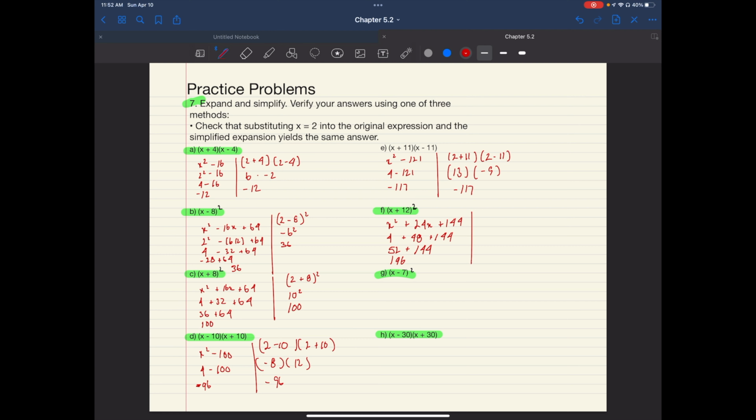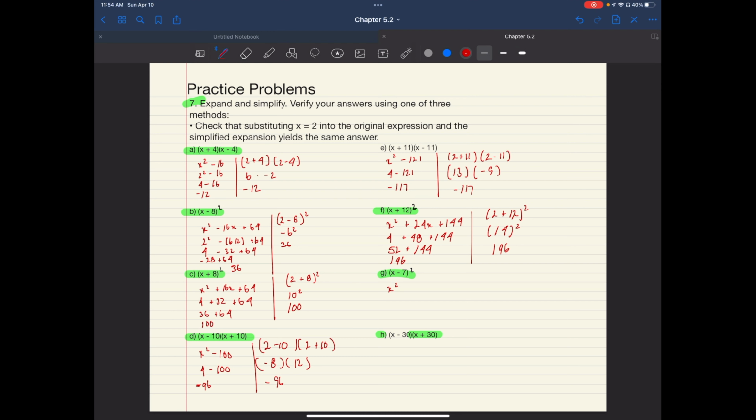Clean that up a bit. Plug 2 into the original equation. We know we're going to have 2 plus 12 squared, 14 squared, and just to confirm on a calculator here, 14 times 14 is 196.